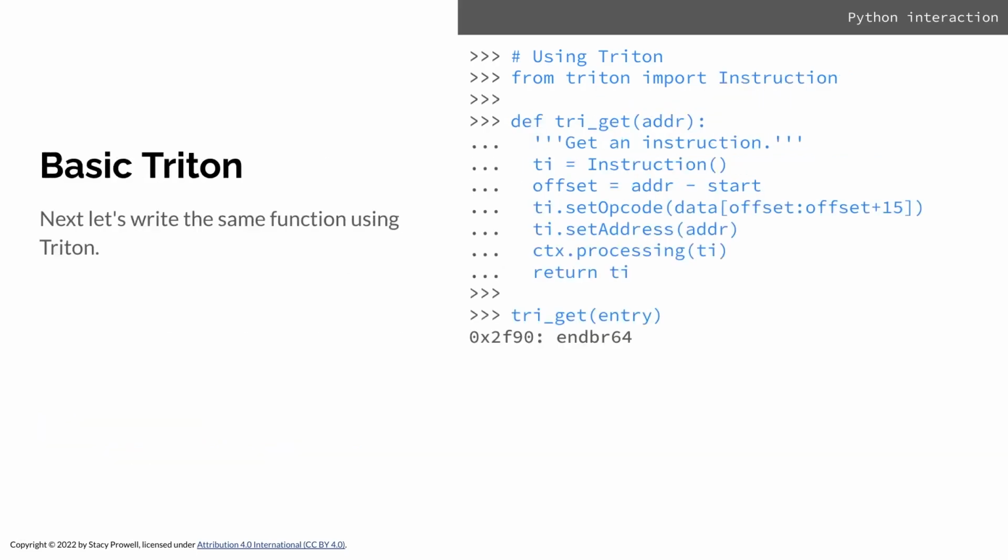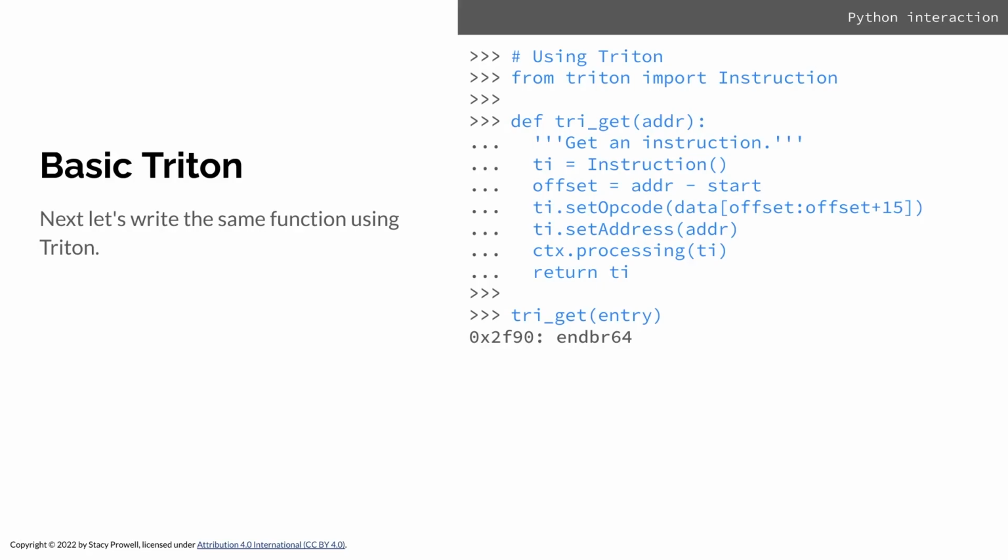And now I'm going to build that same function, but I'm going to build it in Triton. So I'm going to go ahead and import Instruction from Triton, and I'm going to make a function called try_get. I'm going to give it an address, and it's going to give me back the instruction at that address. So what I'll do is I'll make an instruction instance. I'll figure out the offset to the thing I want, address minus start, same as before. I'll slice data, but notice I'm slicing out 15 bytes.